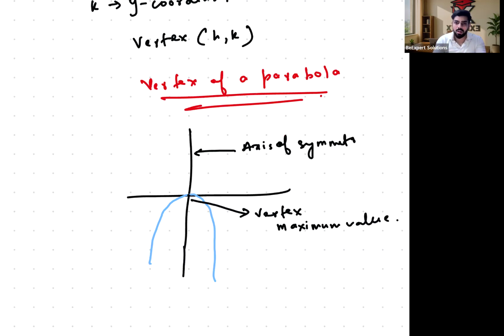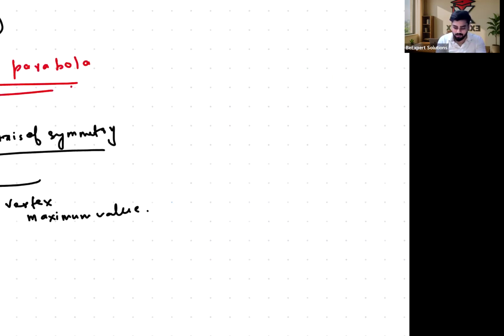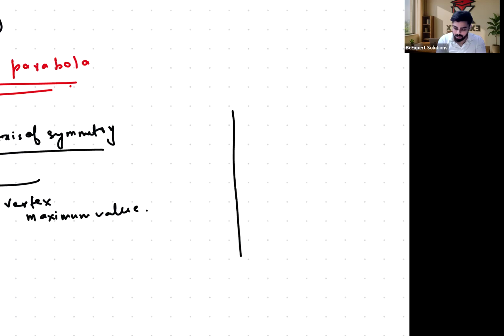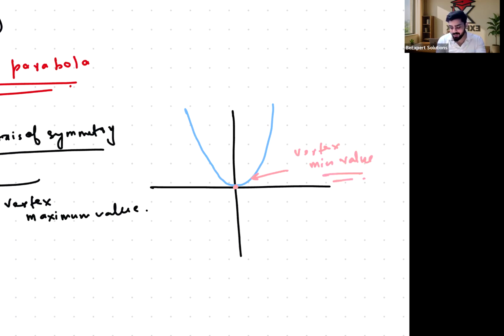Now I'll draw another graph for you just to make you understand better. Let's say this is another graph, and this parabola is going like this, and this is the point here. Let's mark this point. This point is basically the vertex of minimum value. Again, this is your minimum value here. So you will write down here vertex, and then you will write down this as minimum value. And this is again the axis of symmetry here.